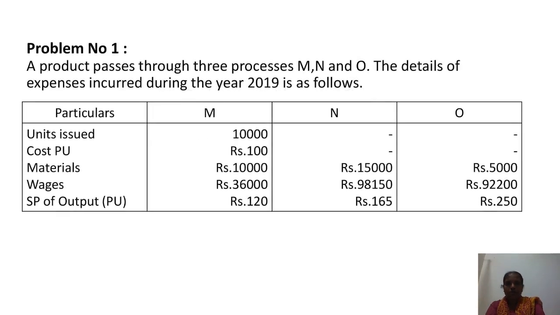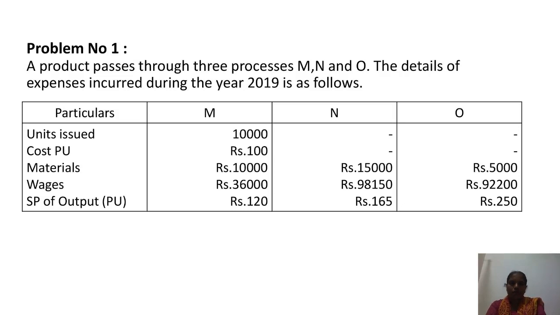Problem number 1. A product passes through 3 processes M, N and O. The details of expenses incurred during the year 2019 are as follows. Units introduced in the manufacturing process M is 10,000.